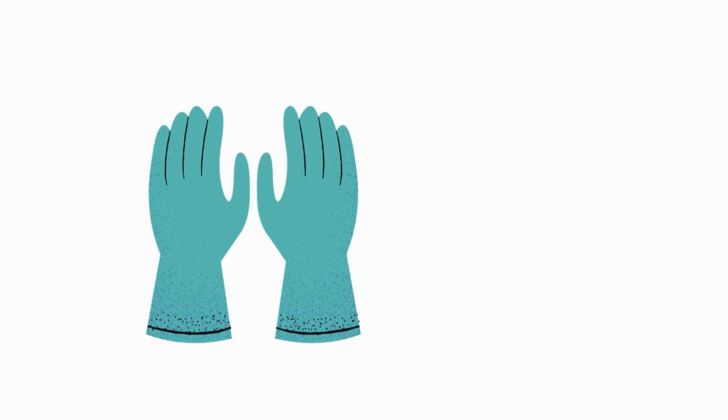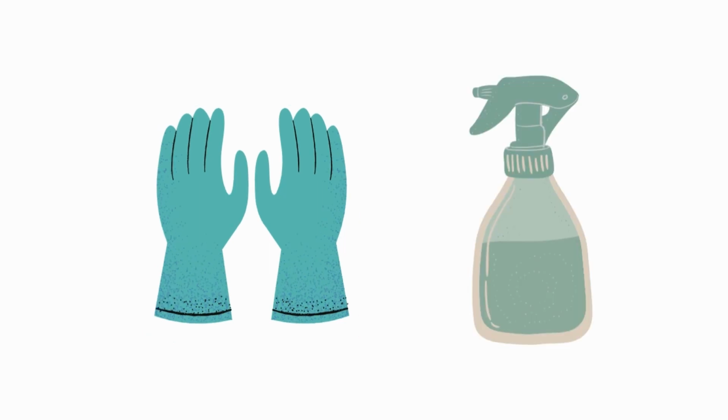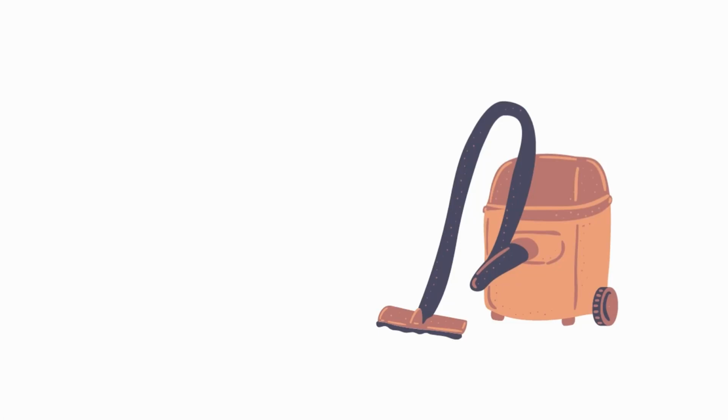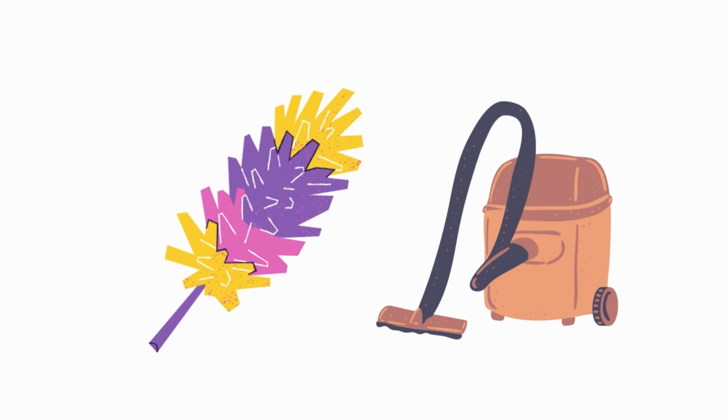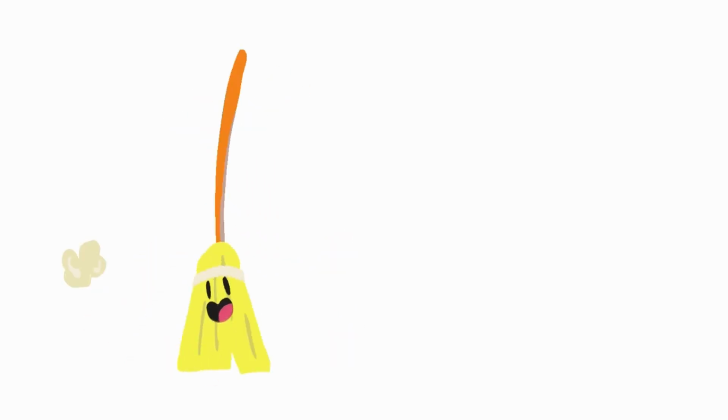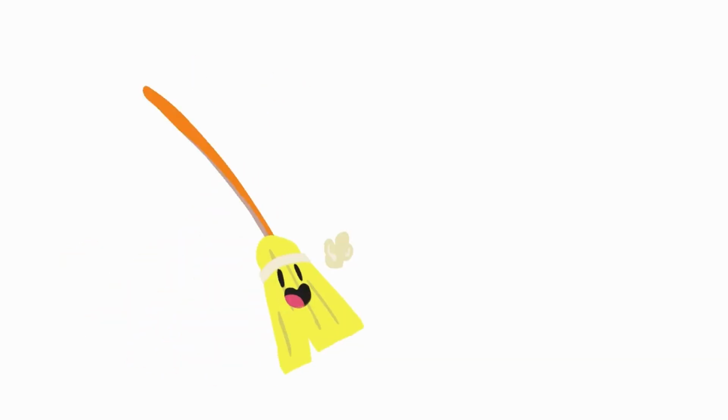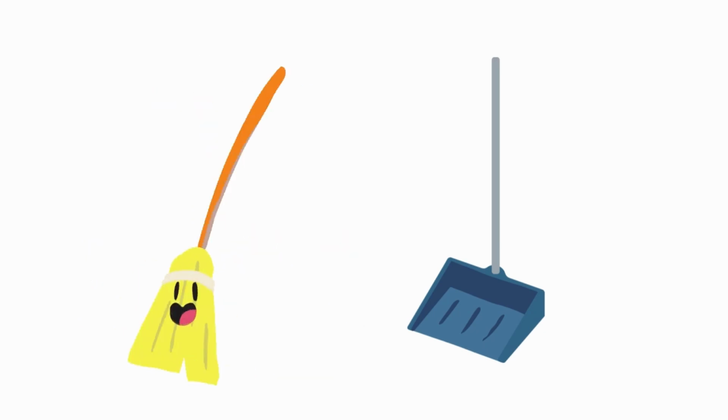Let's look at these gloves. What do the gloves go with? That's right, a spray bottle. What about the vacuum? Vacuums are meant to clean dust. What do the vacuums go with? Yes, the duster. How about the broom? What does the broom go with? Yes, the dustpan. Very good.